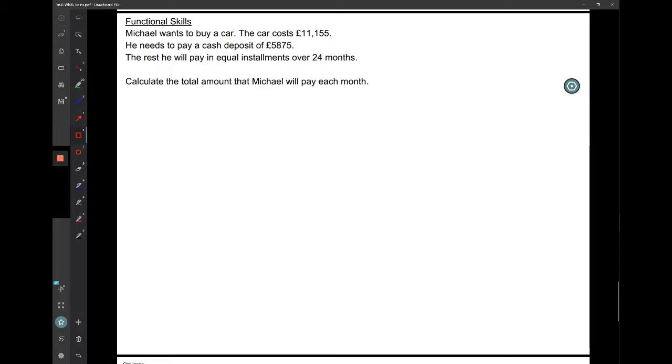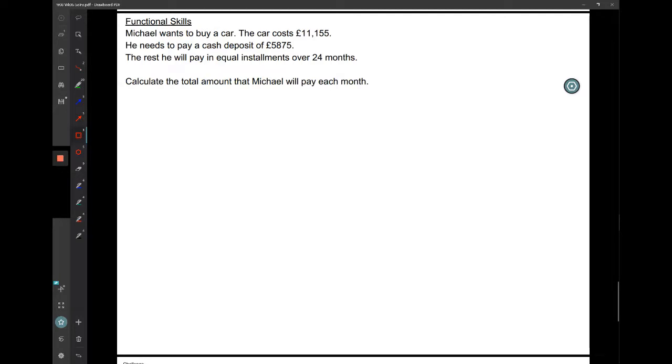Michael wants to buy a car. The car costs £11,155. He needs to pay a deposit, which is £5,875. The rest he will pay in equal installments. Calculate the total amount he will pay each month.